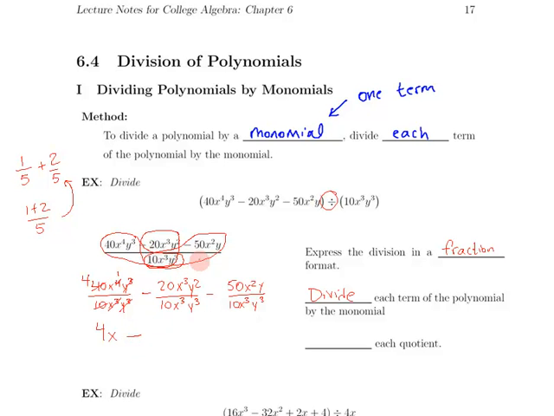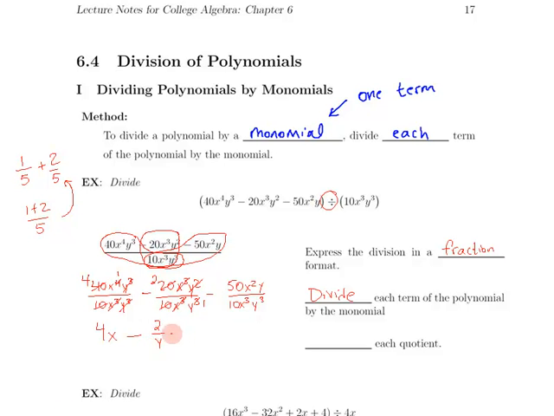Now take 20x cubed y squared divided by 10x cubed y cubed. You can take a 10 out of the numerator and the denominator. You're left with 2 on top. The x cubes completely divide out. I can take a y squared out of top and bottom. I'm left with a y to the first on bottom, so I have minus 2 over y.